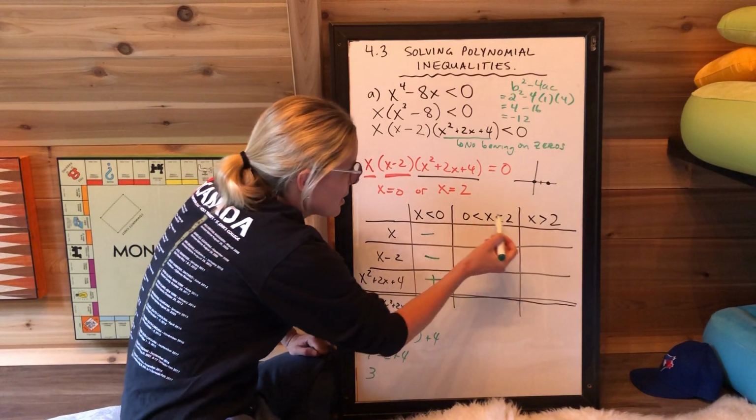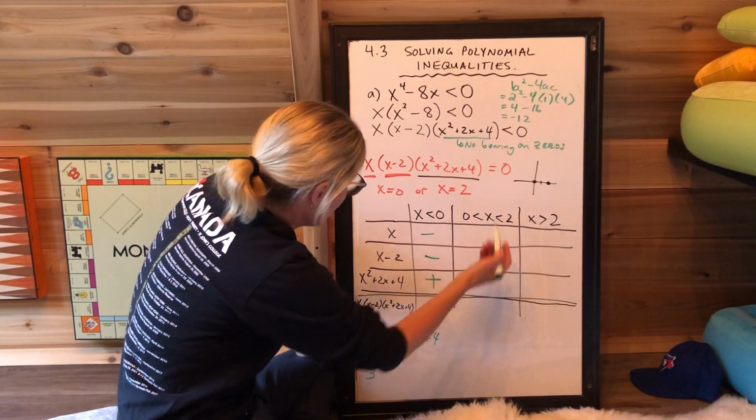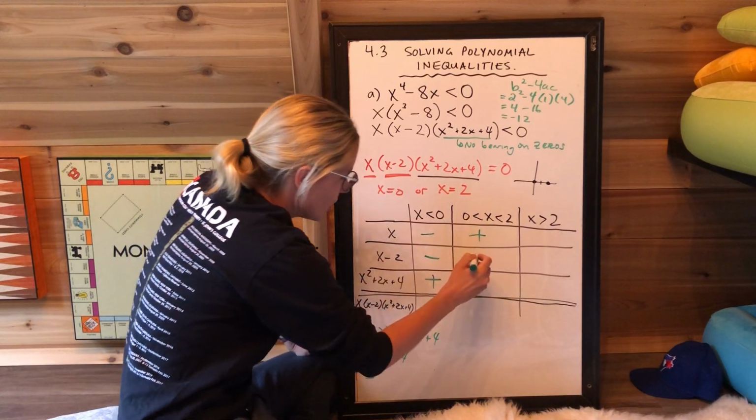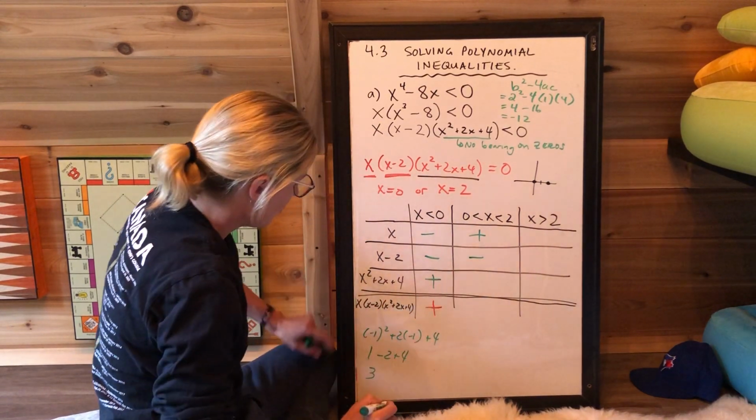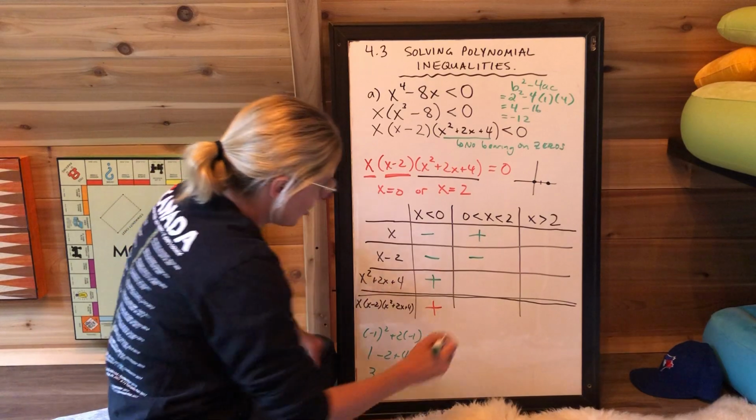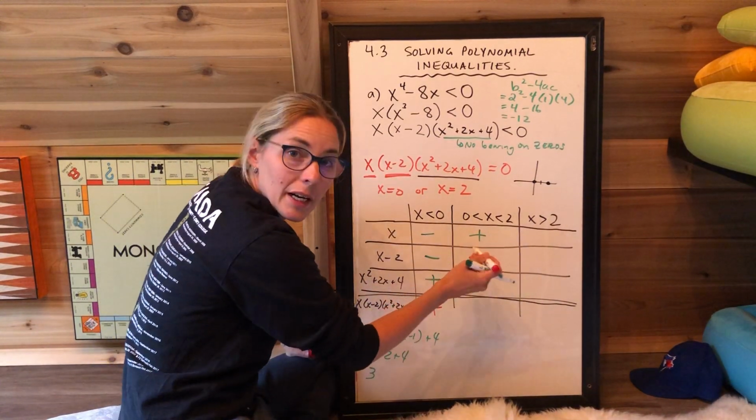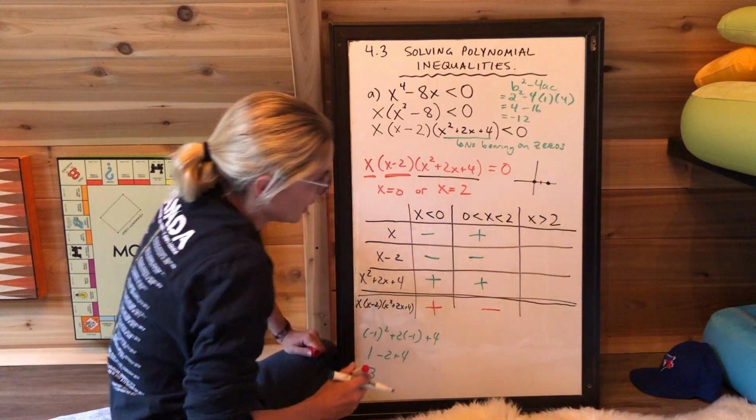Okay? Pick a value between 0 and 2, the most obvious one being a 1. Put a 1 there, positive. Put a 1 here, 1 minus 2 is negative 1. Put a 1 here, everything's positive, and you get a positive answer. Multiply a positive by a negative by a positive, and you get a negative.